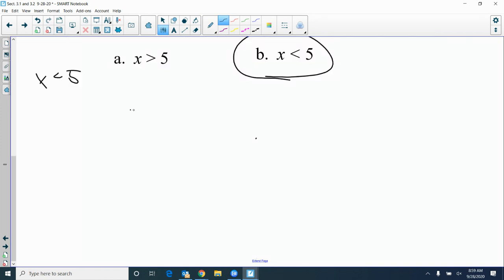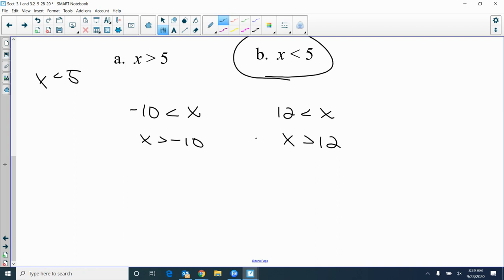If I have -10 is less than X and I rewrite it, I have to say X is greater than -10. It still has to be pointing to the -10. Anytime you flip the order, so I have 12 is less than X, that's the same as X is greater than 12. Got it? Just be careful on that.